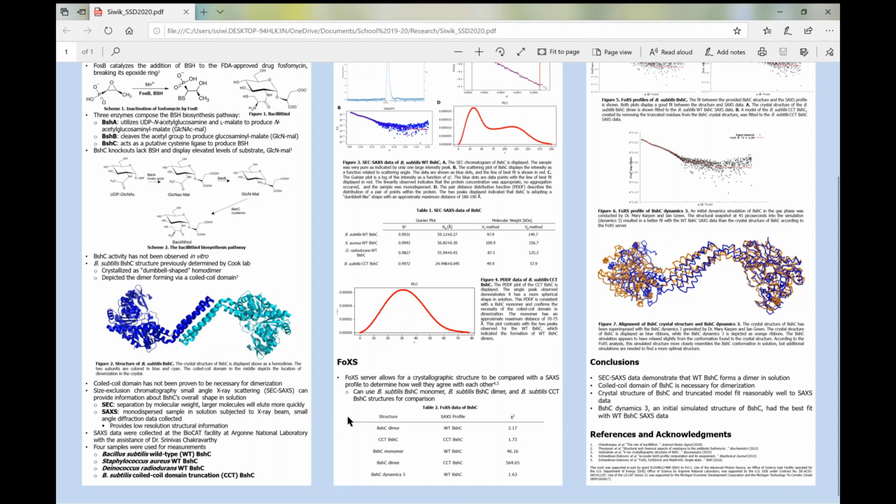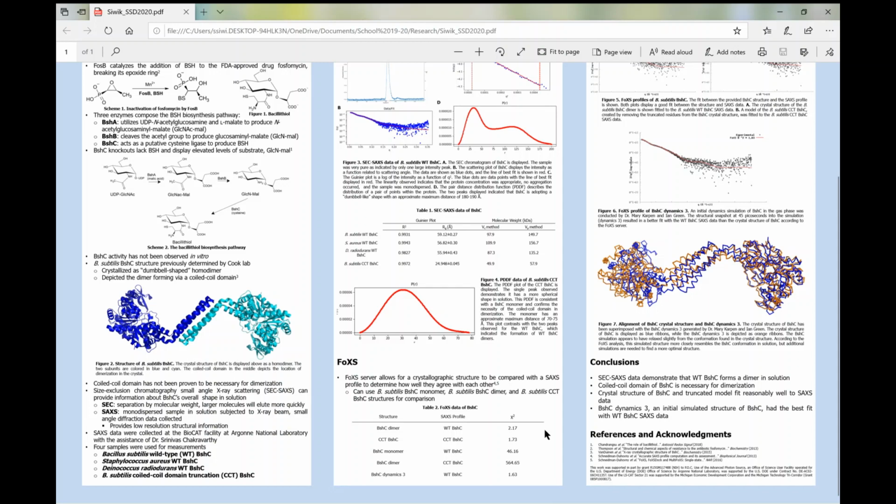So this first column describes what structure was used. In this case, this first row is the BshC dimer, so it'd be this big guy over here. This is the scattering profile that was used, so this is the scattering profile of the wild type BshC, which we saw up here formed a dimer. And this is the chi-squared value. With the chi-squared value, the lower the number, the better the agreement between the structure and the scattering profile.